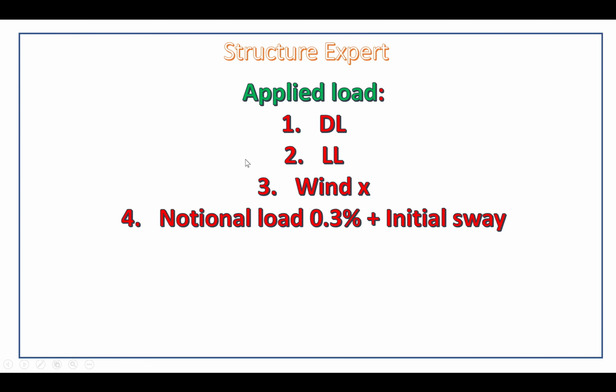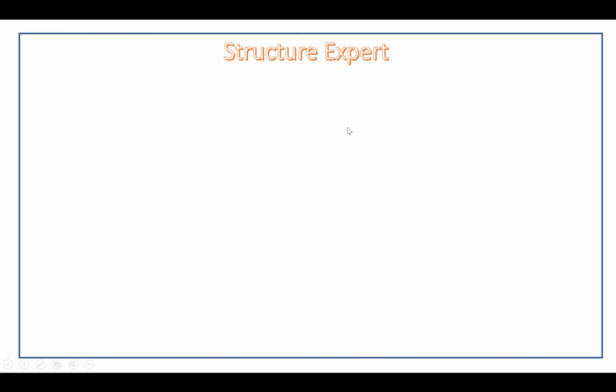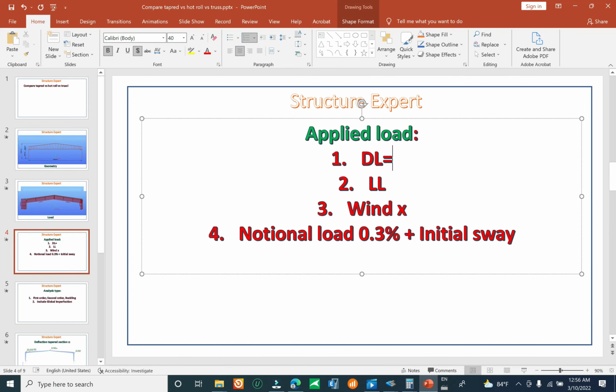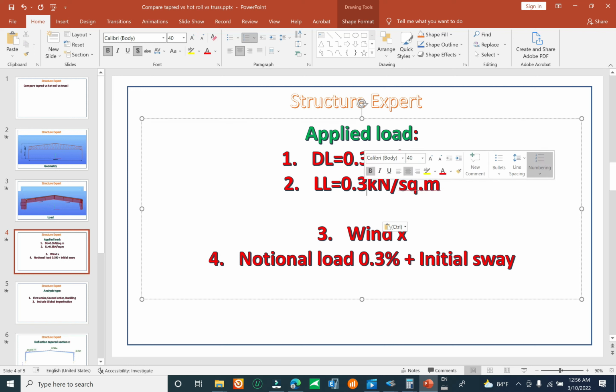Now we just summarize the applied load. We apply the dead load and the live load, but the live load on roofs is 0.3 kilonewton per square meter, and for the live load we use 0.4 kilonewton per square meter.